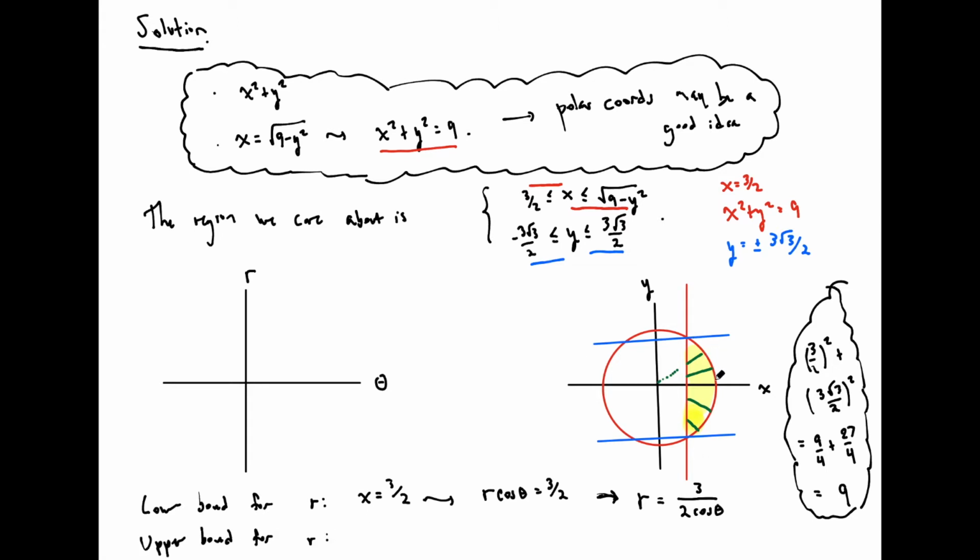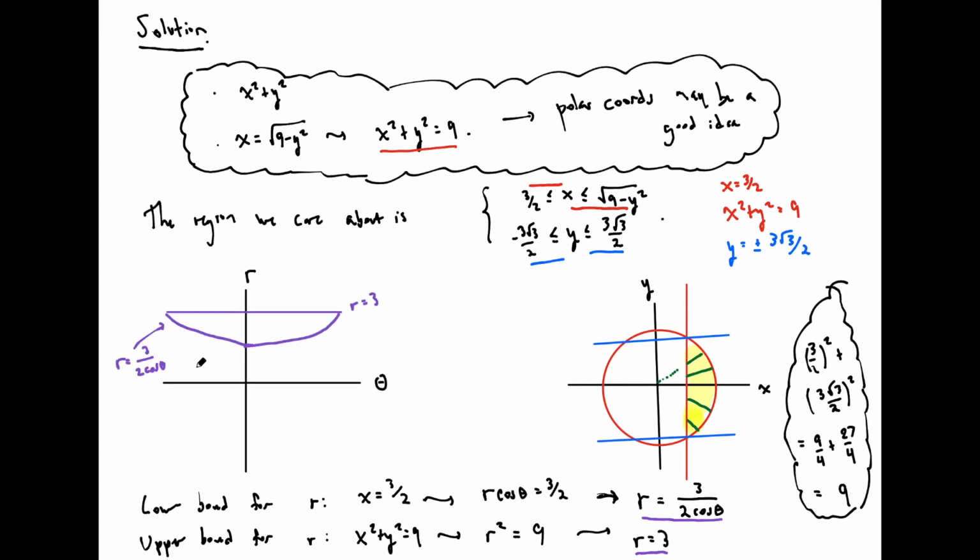Now the upper bound for r is given by the circle equation, which is here in red. x squared plus y squared equals 9. If I do the same thing and convert this into polar coordinates, x squared plus y squared is r squared. 9 is still 9 in polar coordinates, and then solve for r by taking a square root, and we get r equals 3. So once we set up the integral in terms of r and theta, we've got our r bounds right here.